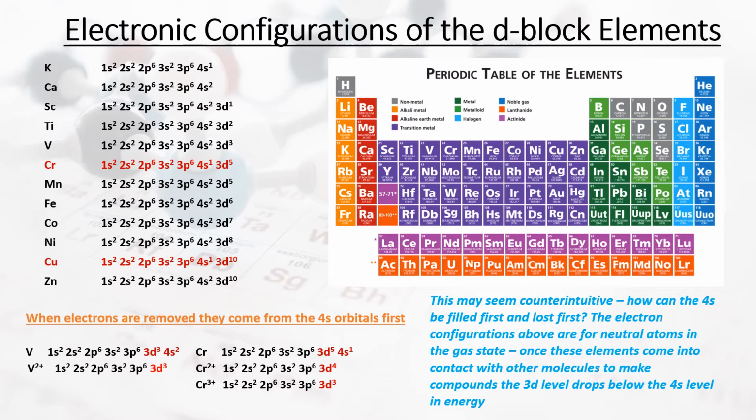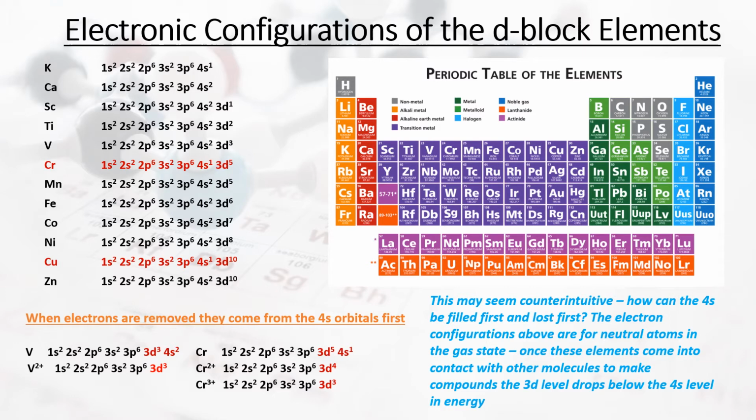The electron configurations that we've written above here are for neutral atoms in the gas state. So the minute that we put these elements into contact with other atoms or other molecules to actually make compounds, the 3d level tends to drop below the 4s level. So when we put these atoms into compounds and these become solids and in solutions and stuff like that, our 3d level tends to drop below the 4s in energy. Therefore our 4s is the highest in energy and gets lost first if we take electrons away.